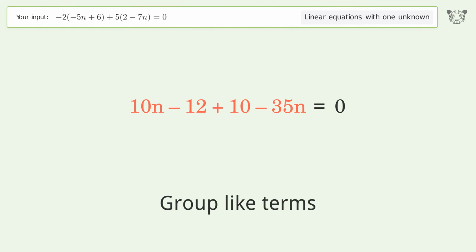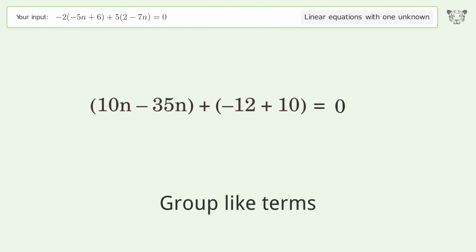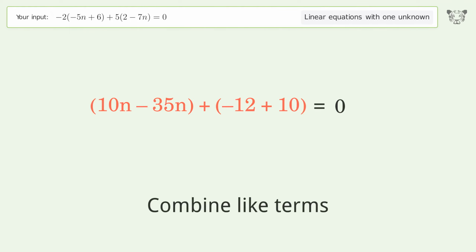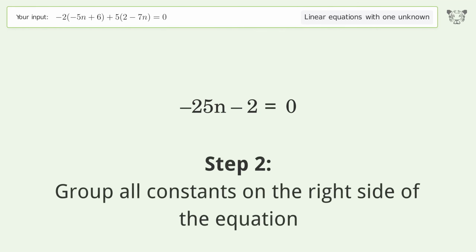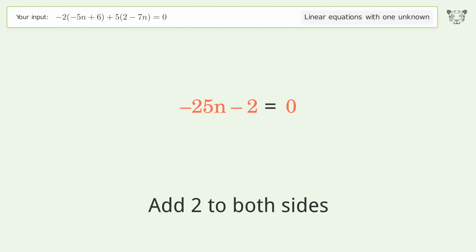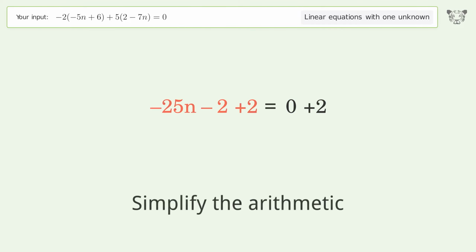Group like terms. Combine like terms. Group all constants on the right side of the equation. Add 2 to both sides. Simplify the arithmetic.